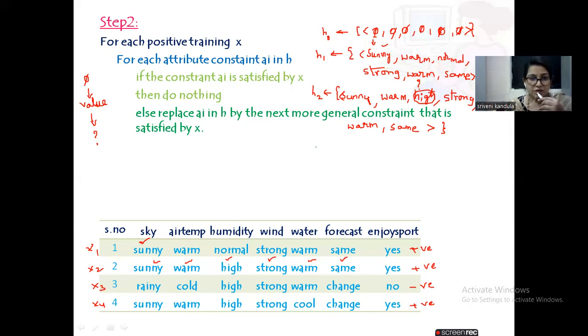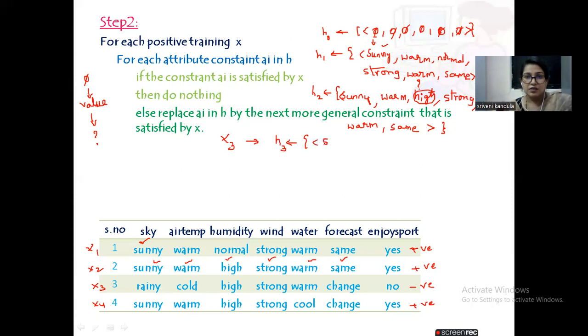So now let us move on to the third example. The third example is a negative one. So I can't do anything. So I just write the hypothesis as it is. So when I move on to example 3, here also there is no change in the hypothesis that I have. So I'm writing it as it is.